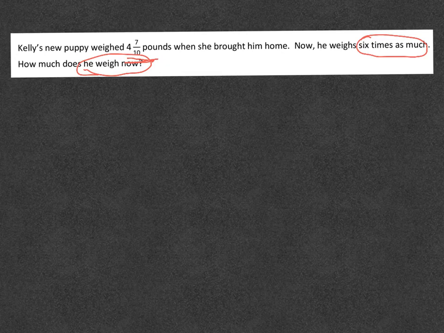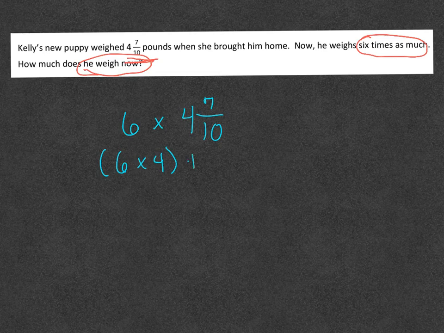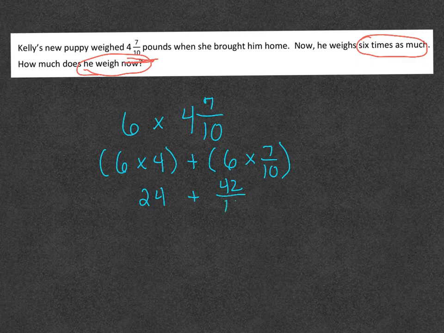So we are going to set this up with he weighs 6 times as much. So we're going to put 6 times 4 7/10. So that means we have 6 copies of 4. We have 6 copies of 7/10. All right, and now we can start solving. 6 times 4 is 24, plus 6 times 7 is 42 over 10.